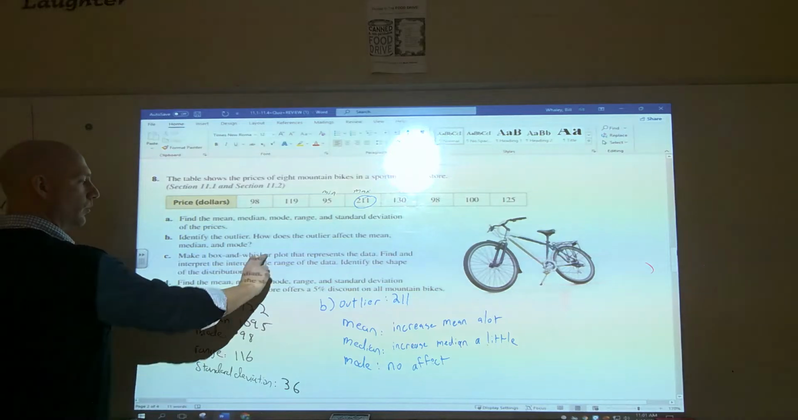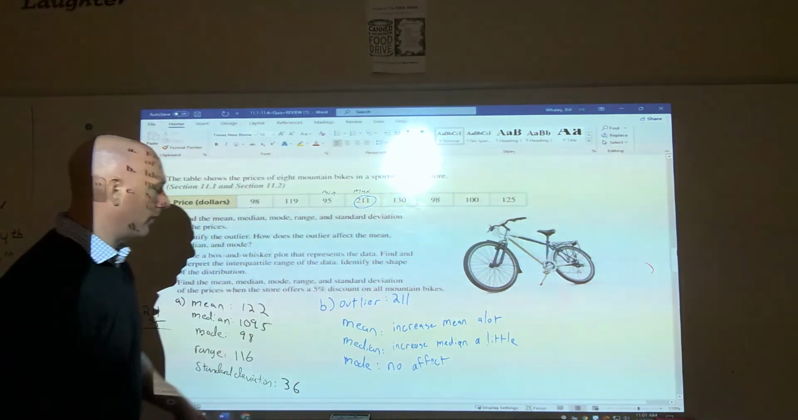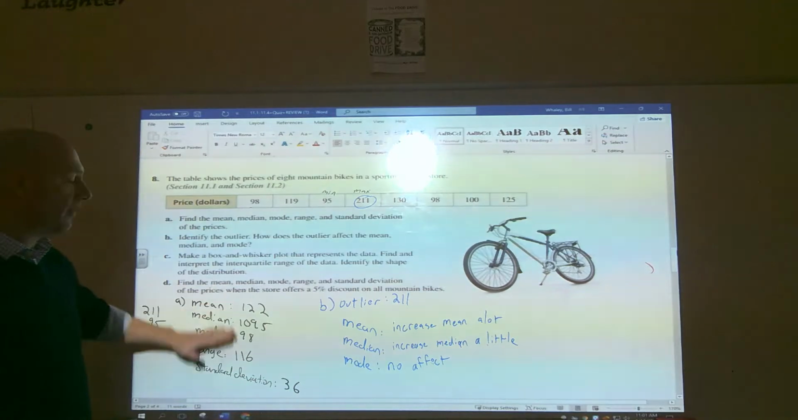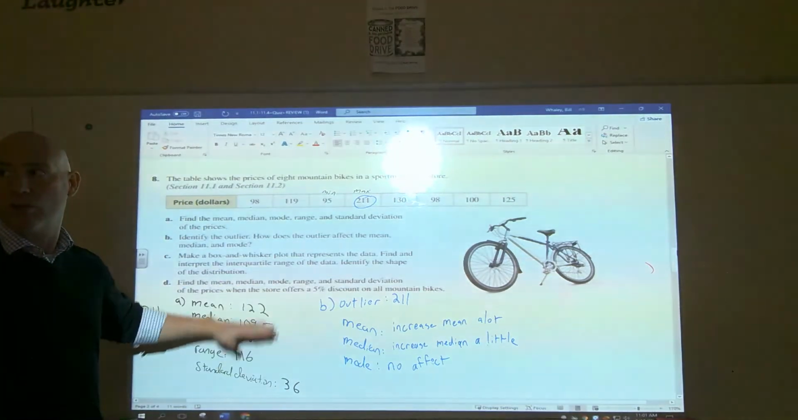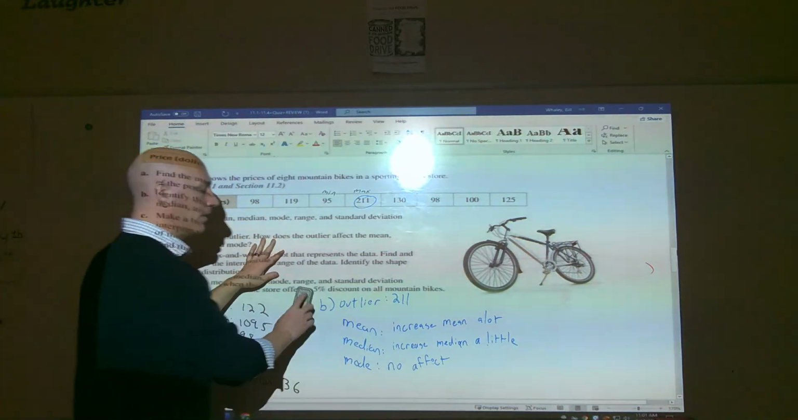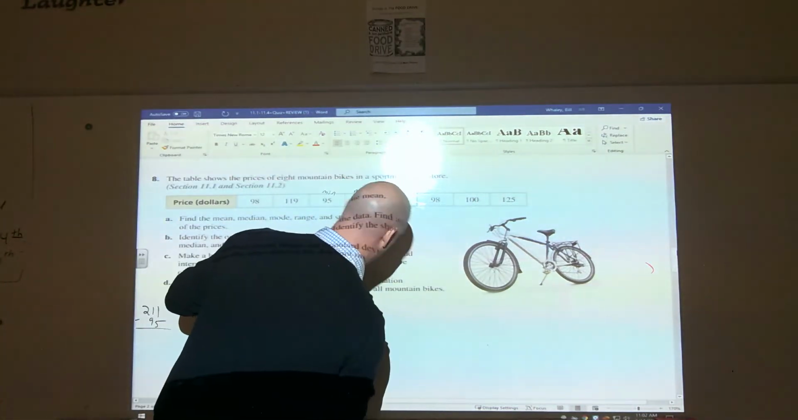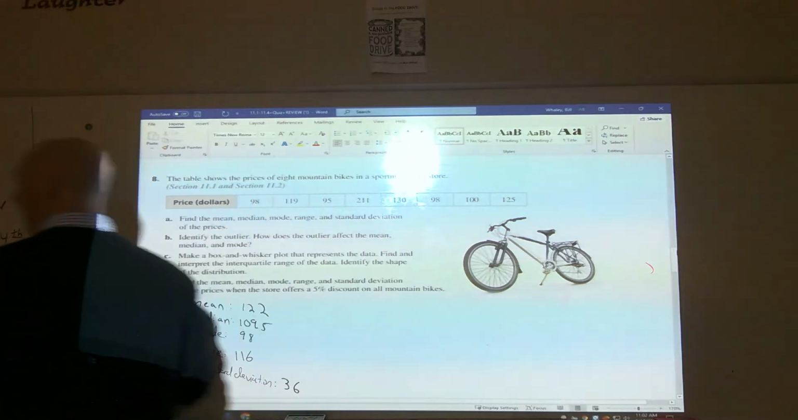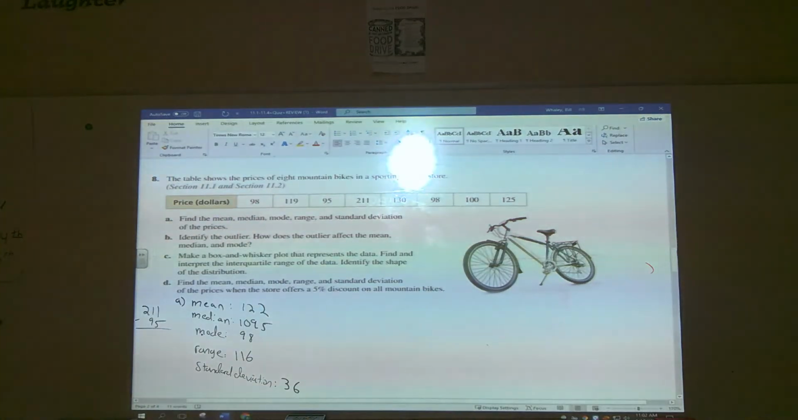Now we have to make a box and whisker plot using the data. Well, we already put everything in x1 here for the data. So now we can just go through and do everything we did before to find Q1 and Q3.